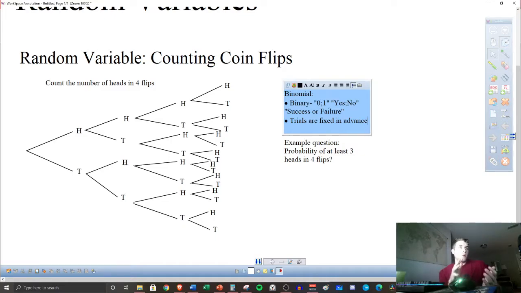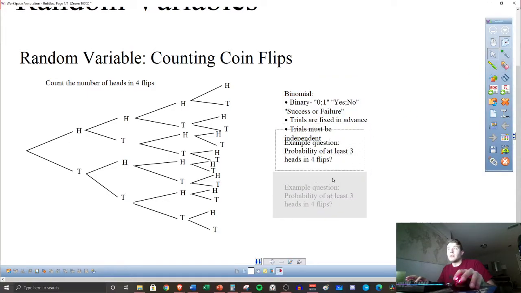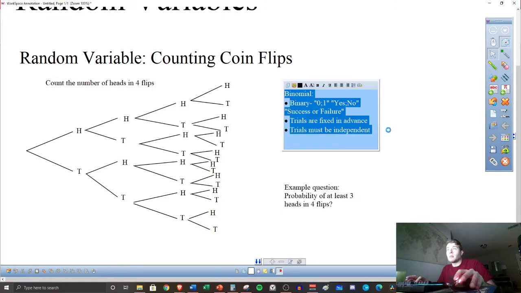Now, the next thing that's important is the probabilities need to be consistent every single time. I can't do this first flip and then have the probability shift on me, because that kind of messes all of this up. It's not binomial anymore. If I do one outcome and then the next one's probability changed, we have a term for that. That is called trials must be independent. If they're not independent, that's going to mess up some of the work that we're going to be trying to do.